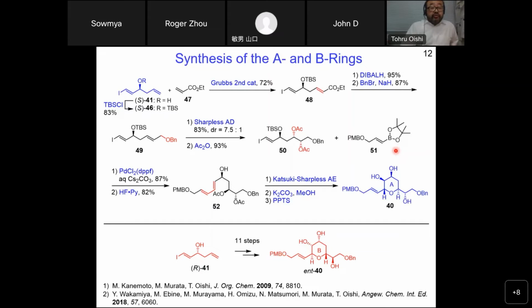The cross-coupling reaction proceeds nicely to give a coupling product. And after removal of the silyl group here, the allylic alcohol was subjected to Katsuki-Sharpless asymmetric epoxidation. Then the resulting epoxy alcohol, after removal of the acetyl group, was treated with PPTS. The 6-endo cyclization occurred to give the ring. In an analogous sequence, the other ring was also synthesized from this alcohol in 11 steps.